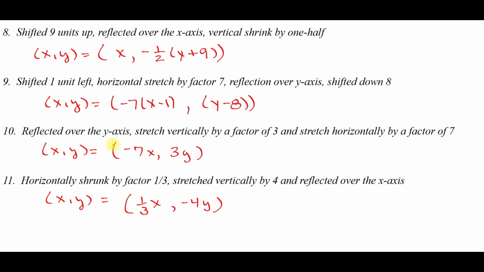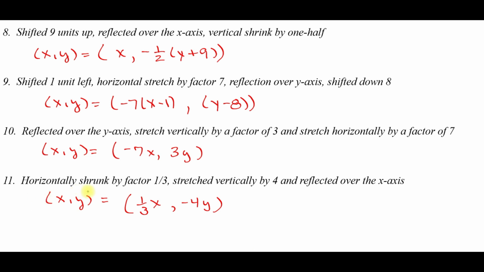So in 10, we have a reflection over the y-axis, so that's going to put the negative on the x term. Vertical stretch by a factor of 3, so this is vertical, so that's why the 3 is on the y, and then stretch horizontally by a factor of 7. So make sure you pay attention to the words and not the order, because sometimes they'll kind of switch the order around on you just to try to trick you up.